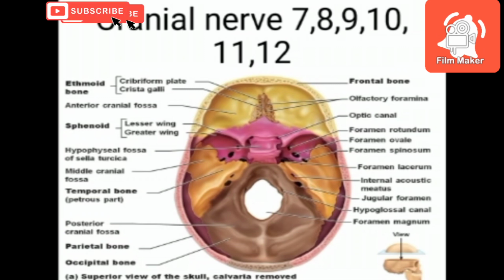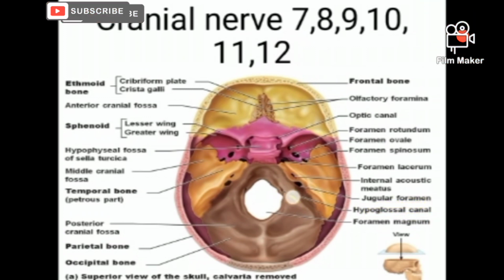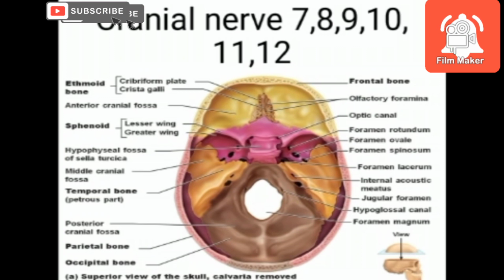Our 12th cranial nerve, that is the hypoglossal nerve, passes through the hypoglossal canal. See, our hypoglossal canal is situated here. It is a foramen in the occipital bone.